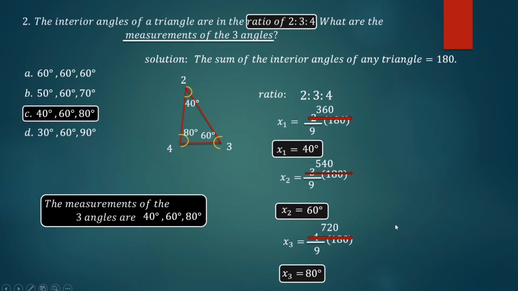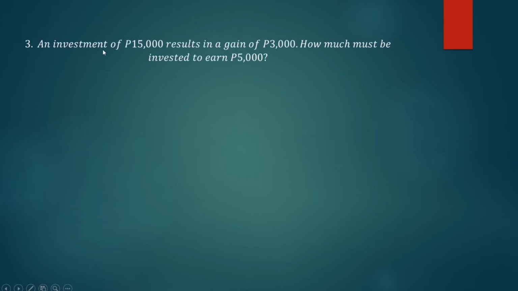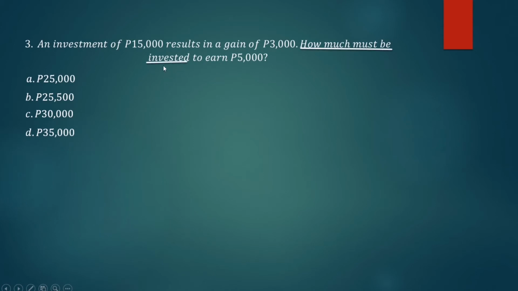That is letter C. Number 3, an investment of 15,000 results in a gain of 3,000. How much must be invested to earn 5,000? A. 25,000, B. 25,500, C. 30,000, D. 35,000. So we're asking here how much must be invested para maka-earn tayo ng 5,000.